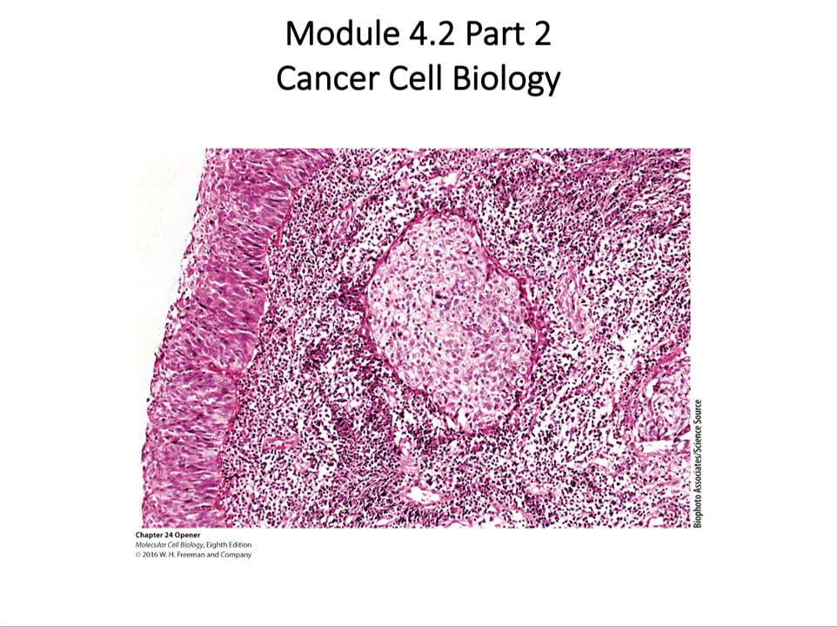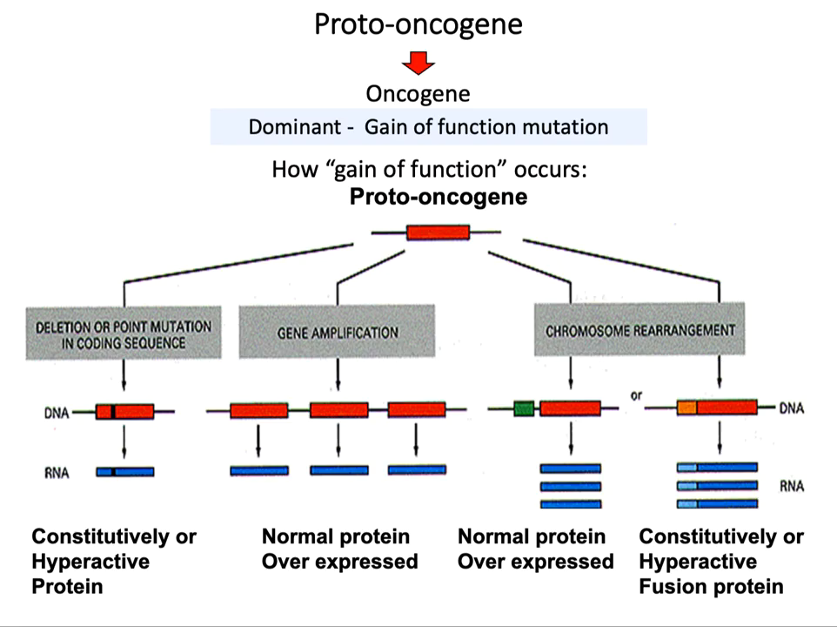Cancer Cell Biology Part 2. In Part 2, we are going to look at some examples of proto-oncogenes and oncogenes. And in Part 3, we are going to look at some examples of tumor suppressor genes. So in the first part, we talked about oncogenes and proto-oncogenes.